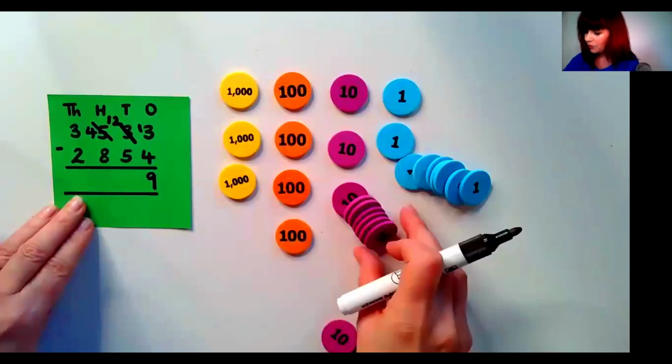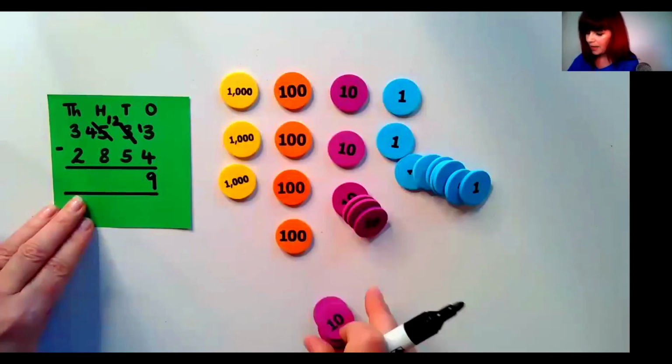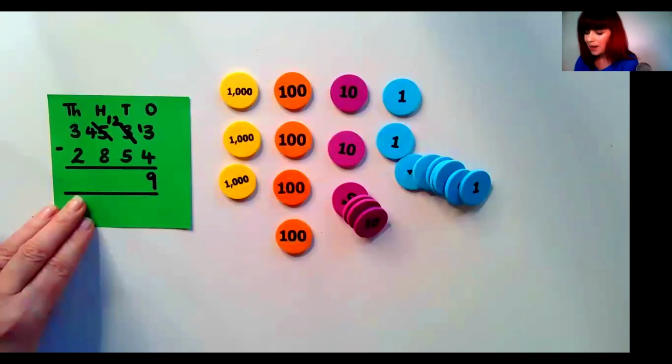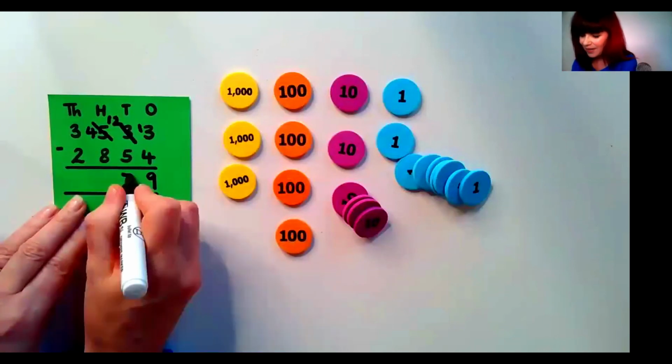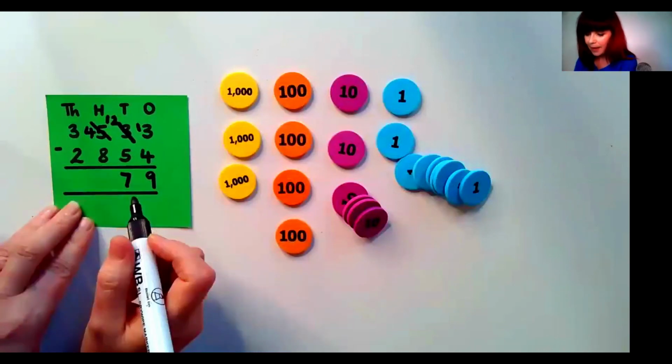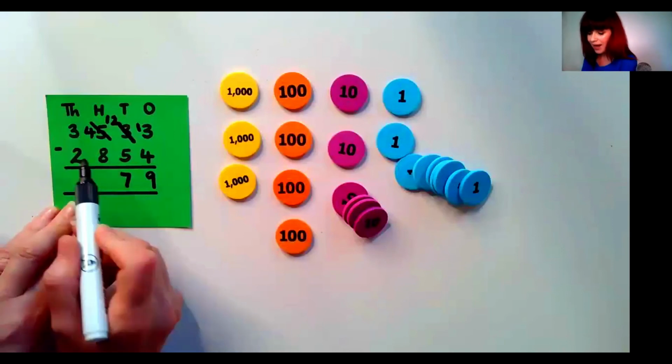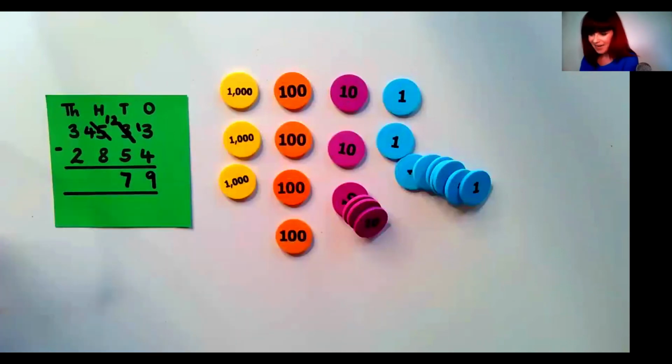I've got 12 tens and I need to subtract 5 tens. 1, 2, 3, 4, 5. How many have I got remaining? I've got 7 tens remaining. I've got 4 hundreds and I need to subtract 8 hundreds. It's going to give me a negative number.